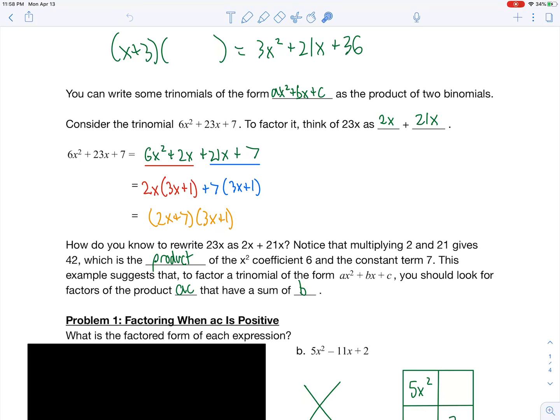We're going to be looking for factors of the product a times c. So that's the very first number in front and our very last constant. Multiply those together. And we still want to have a sum of b, so just like the last section, we still want to add up and get that term in the middle.